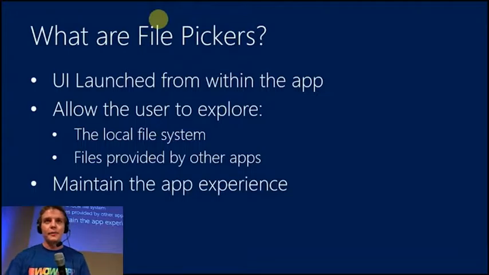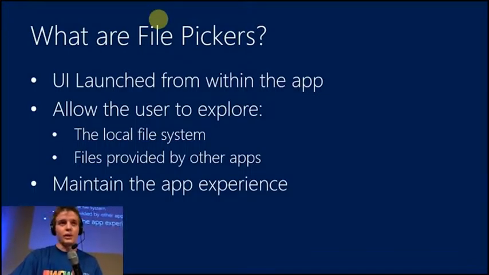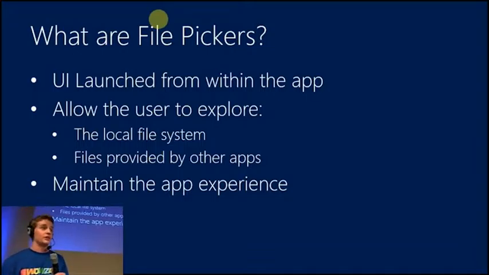File pickers are essentially user interfaces that allow the user to either choose files for your app to consume or to specify names and locations for your app to save a file to. Essentially, they allow the user to explore the file system while maintaining the look and feel of the Windows 8 app experience.